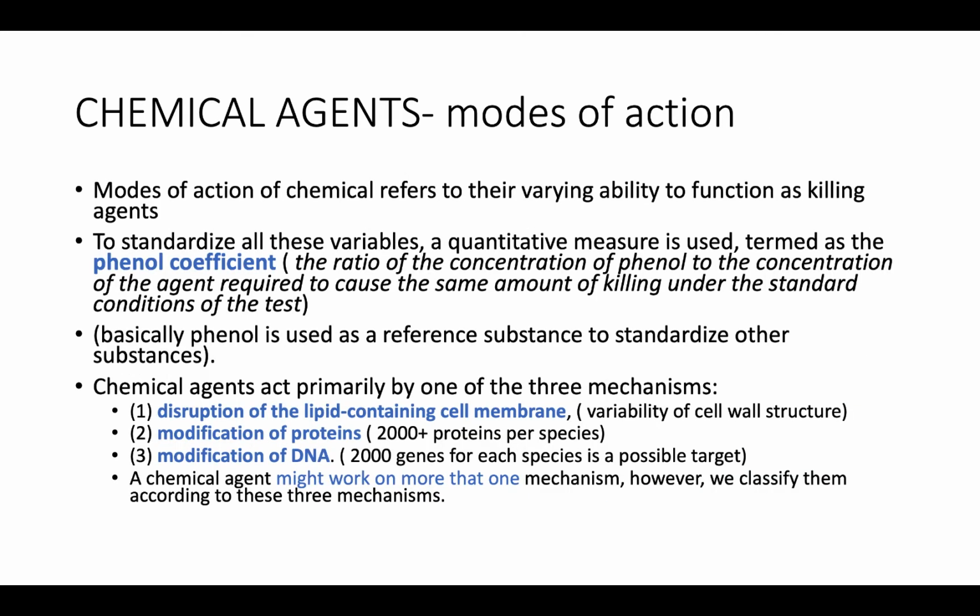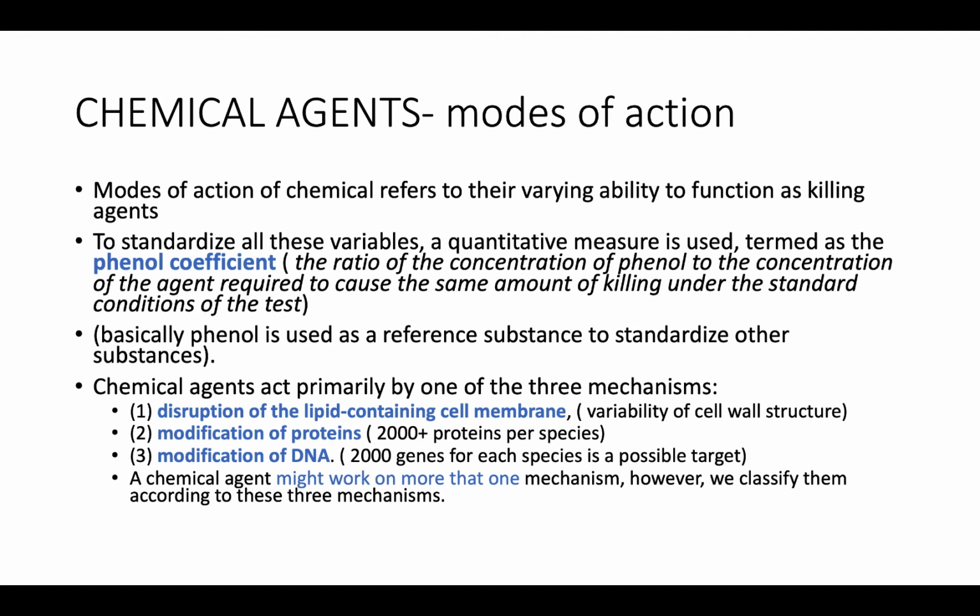Chemical agents. Now we are talking about all the agents, we will discuss them one by one. The first one that we are going to cover are the chemical agents. The mode of action of chemical agents refers to their variable ability to function as killing agents. If you want to standardize these agents, I have a huge number of chemical substances that can destroy bacteria. So to standardize them, we use something called the phenol coefficient.